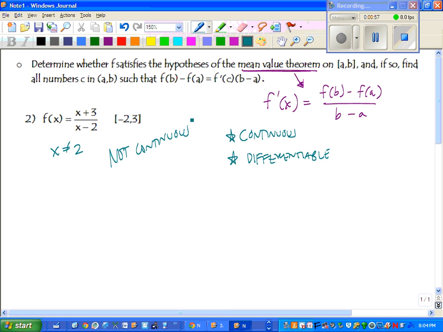It's not going to work if there's any type of discontinuity, a hole, asymptote, jump, anything. In this case, remember, we end up getting an asymptote. If this x minus 2 were to cancel out with an x minus 2 on top, that would represent a hole, but here we have an asymptote. So it's not continuous. That means it's not going to satisfy the mean value theorem.